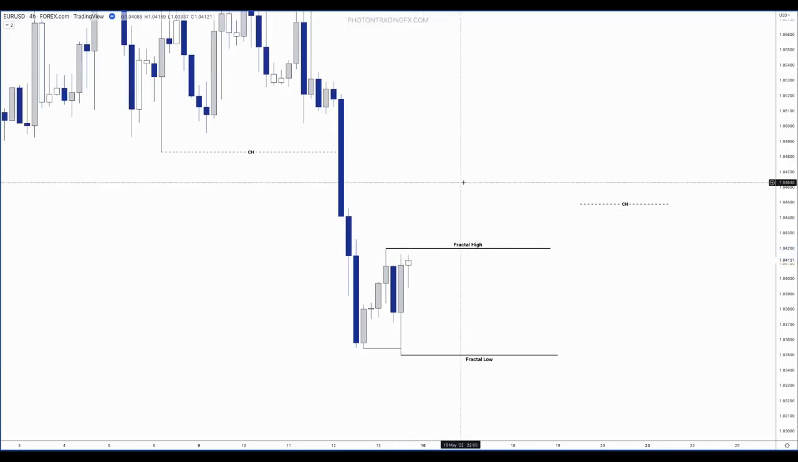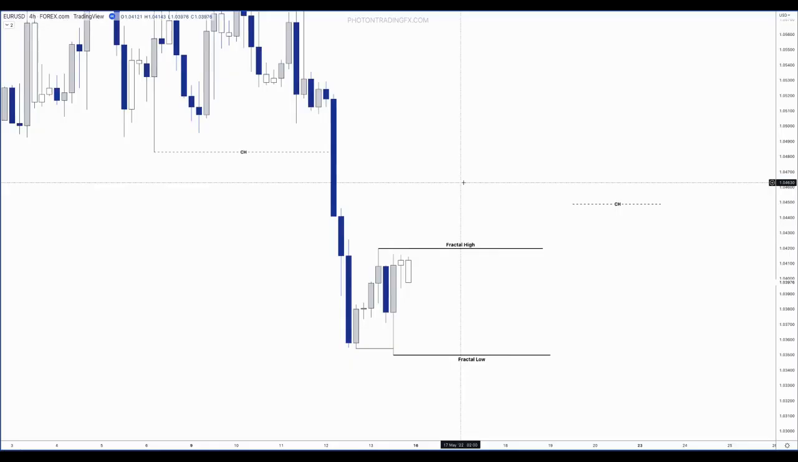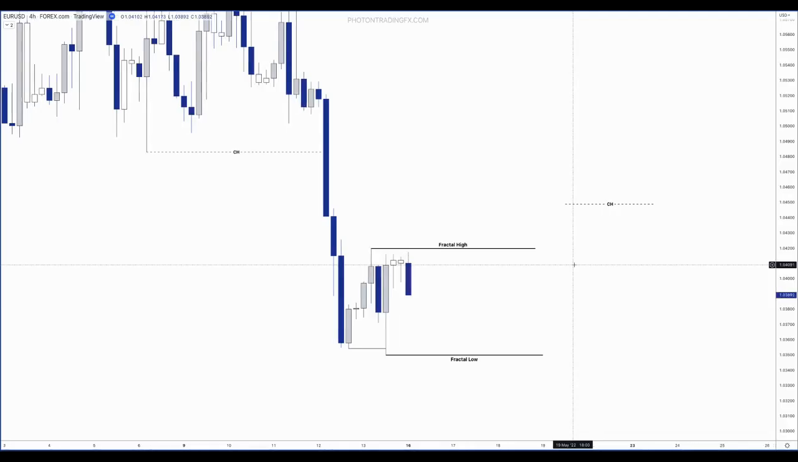So let's see what happens next. Nothing happens, right? We're just moving sideways. And remember, when you have your active fractal range, essentially you do nothing until either the high or the low is broken. We basically just ignore everything that happens in between. It's just noise, right? For now, we don't pay attention to it. Okay, so nothing's happened. We haven't broken the high or low.